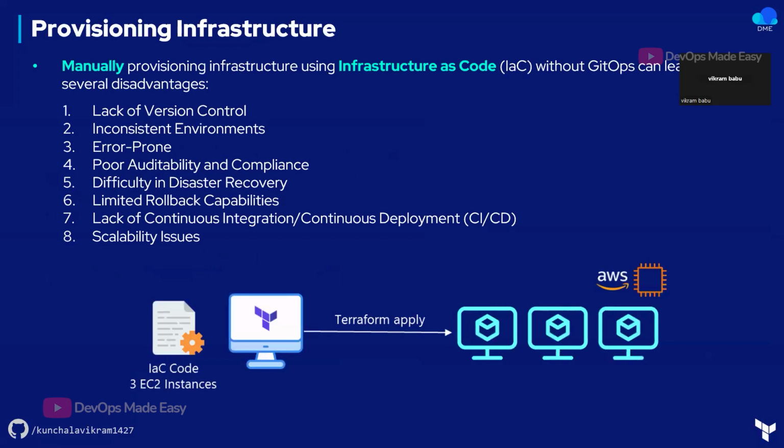Now, how do I use this IAC code? Let's say I have the IAC code, that is Terraform code. But how do I create the infrastructure? There are multiple ways. I can run the Terraform commands directly in my local machine.